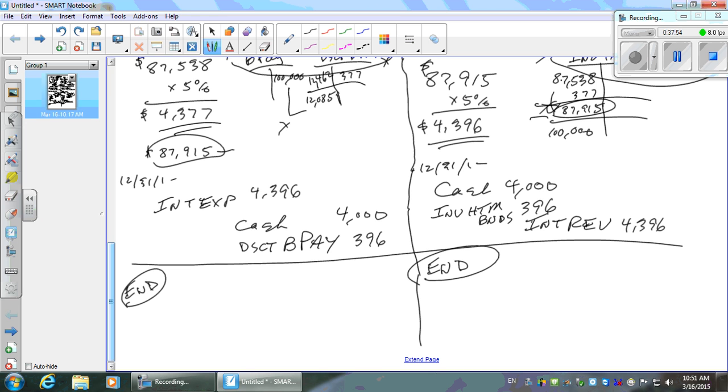On the investment side, what's the carrying value of the investment going to be if you keep increasing it until you hit $100,000? It's going to be $100,000. And what's going to happen? You get paid. That's what we're doing here. Maybe it'll make that solid for you.